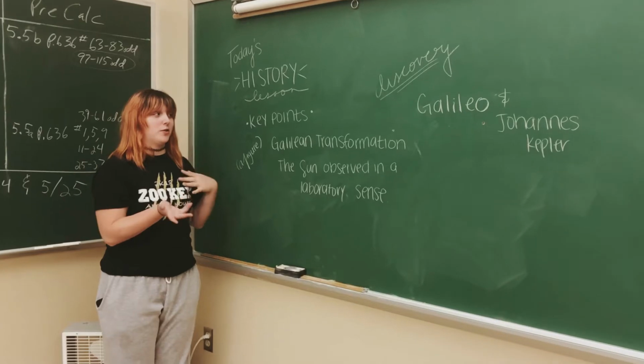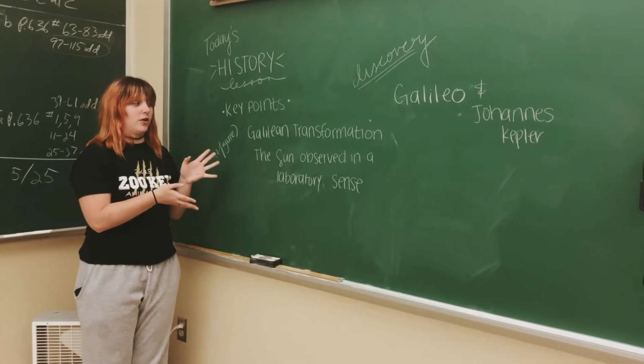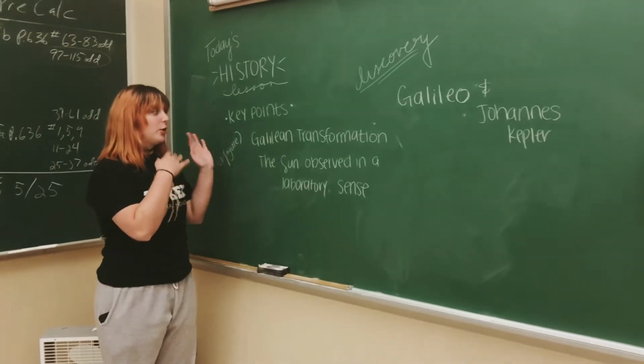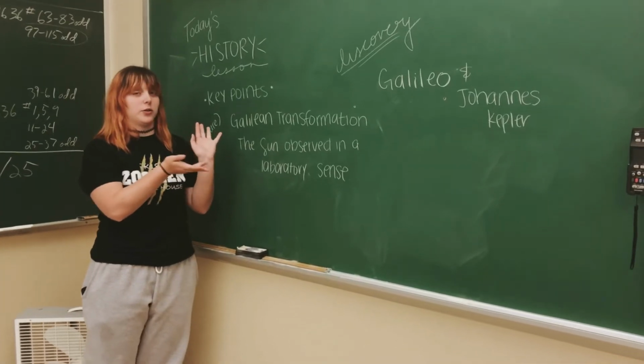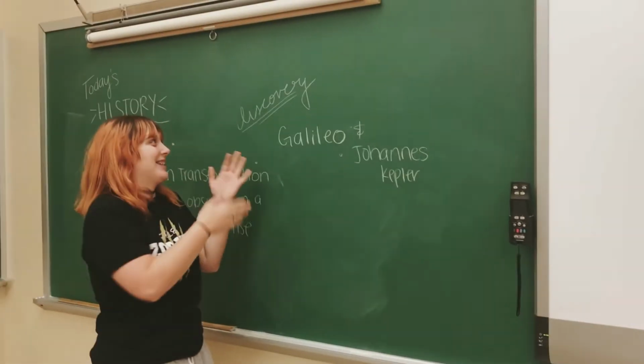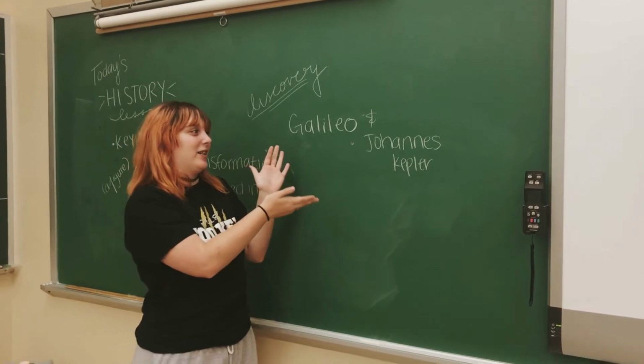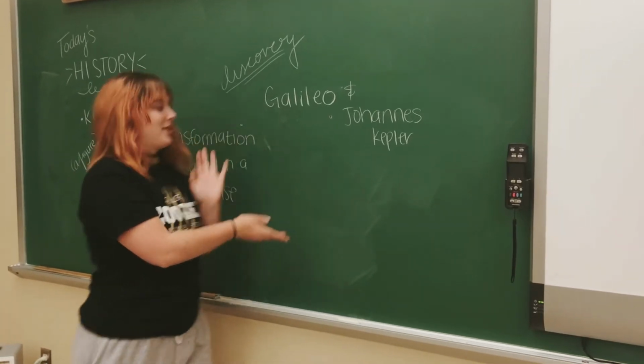They first discovered relative motion with the sun observed in a laboratory. They also used the Galilean transformation, also known as a model or a figure. It was discovered by Galileo and Johannes Kepler, who did the sun observation.